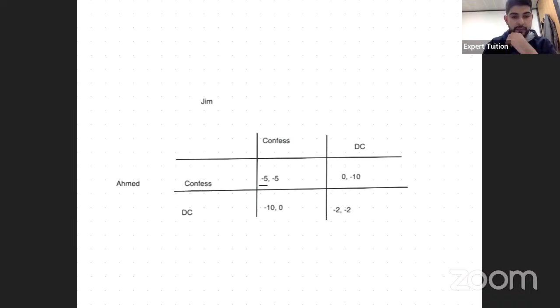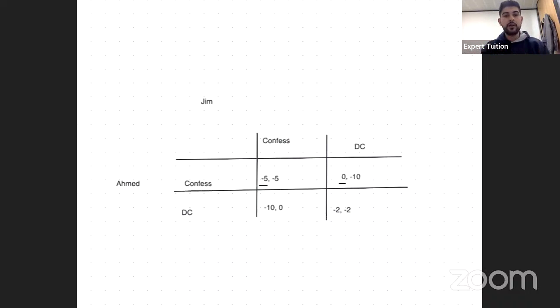Is it better for me to confess and get nothing, or is it better for me to not confess and get 2 years prison time? Well, obviously, I'd rather get no prison time than 2 years prison time. So the best outcome for me, again, was to play confess. Did you notice that I played confess irrespective of what Jim did? I always play confess. It was always my better move. I have what we call a dominant strategy.